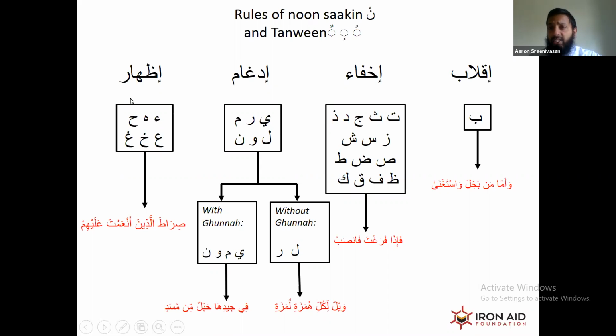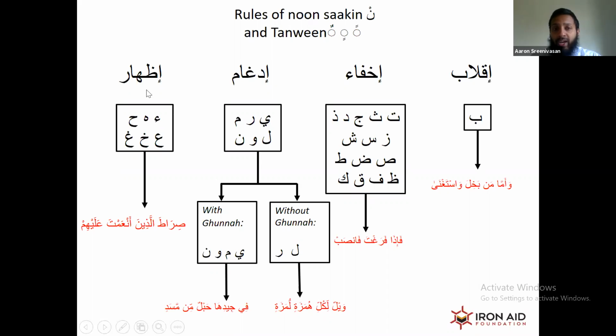In the first two lessons, we covered two of those rules. The first two rules we covered were idhar and idgham. And in the second lesson, we then went on to cover ikhfa and the shortest one, iqlab. So this kind of table diagram is essentially a summary of all of those rules put together.